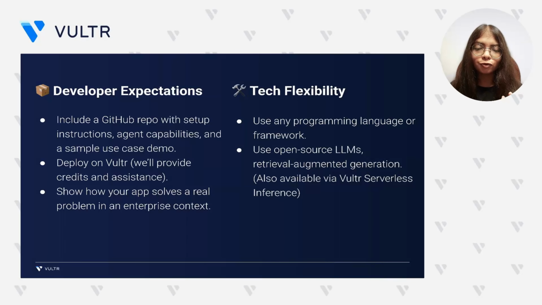Let's now talk about what we are expecting from your final submission, both from a development and technical standpoint. First, your project should include a GitHub repository with a clear set of instructions, a description of what your agent does, and ideally a sample use case or a quick demo walkthrough. This helps us understand how the agent works and how to set it up reliably. Second, as discussed earlier, your application should be deployed on Vultr. And third, it should address a real problem in the enterprise context.